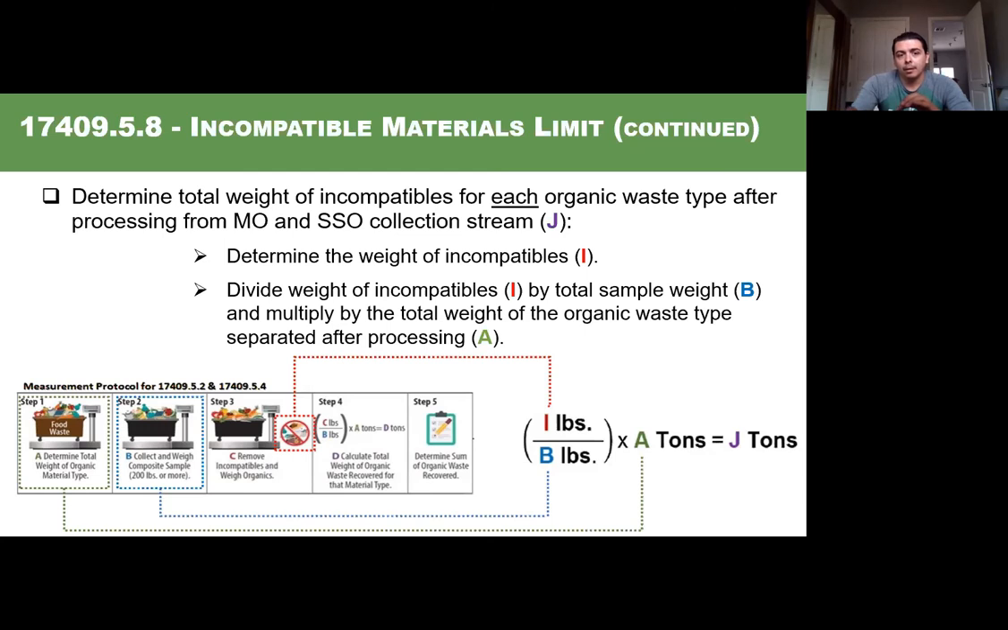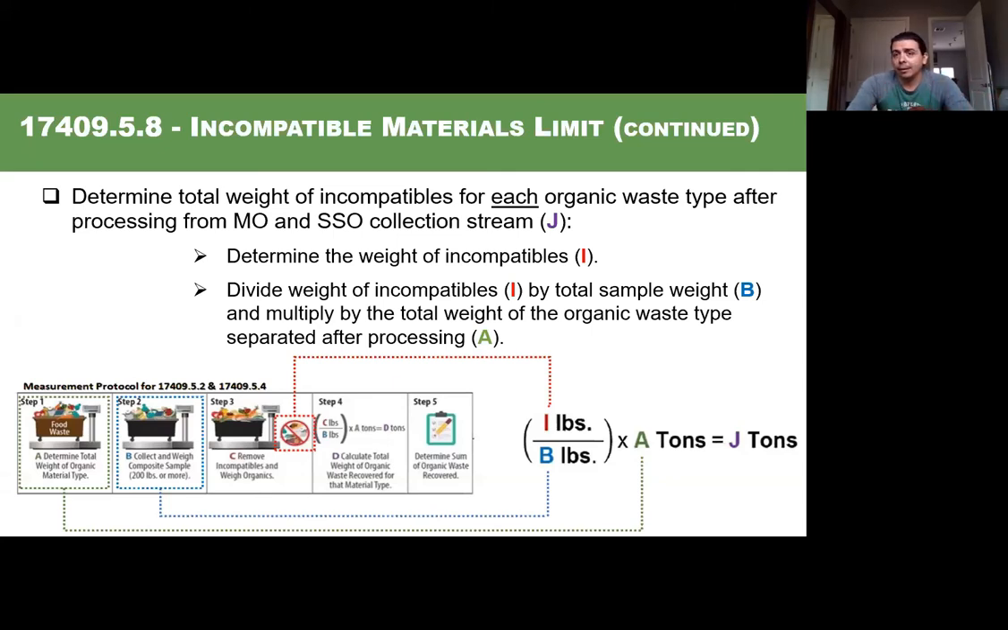Just to recap, B is the total sample weight. But instead of measuring organic waste, you're measuring the weight of incompatible material. So rather than organics being divided by the total sample weight, you're dividing the weight of your incompatibles by the total sample weight. That tells you your percentage of incompatibles in that sample of 200 pounds or more. And then you're still multiplying it by A, which is the total weight of that material type.